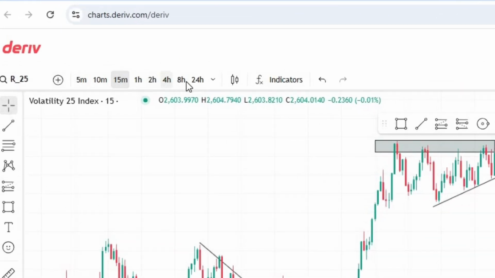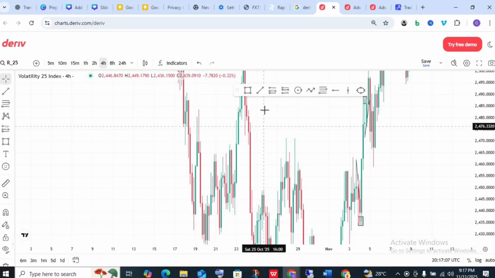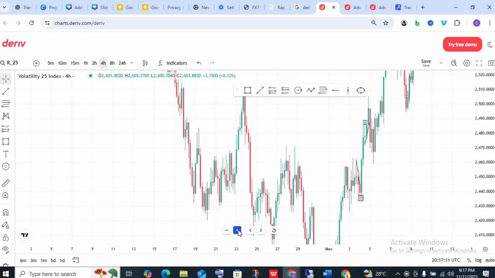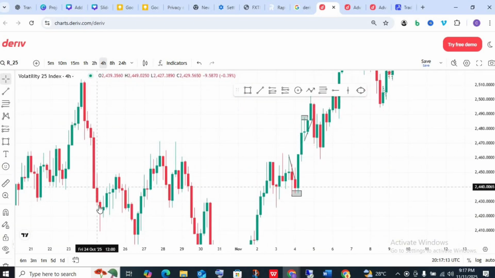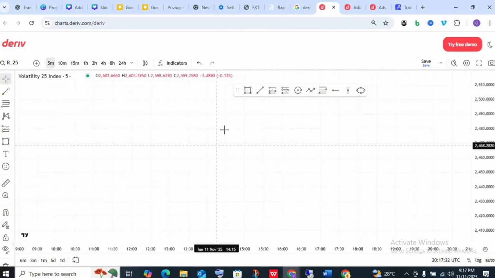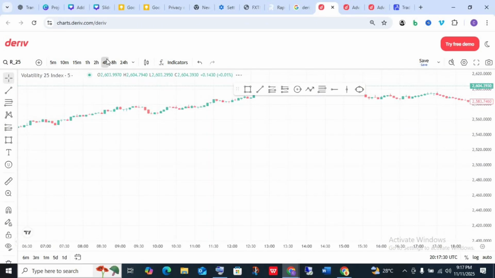Now this area here is where you select the time frame. You can select the 4-hour time frame. What it simply means is that every candle here is formed within 4 hours. That's the meaning of time frame, okay? Within 4 hours, this candle is formed. Within 4 hours, this other candle is formed. In the next 4 hours, this candle is formed. If you go to the 5 minutes time frame, what it simply means is that a new candle is formed every 5 minutes. So let's go back to our 4-hour time frame.